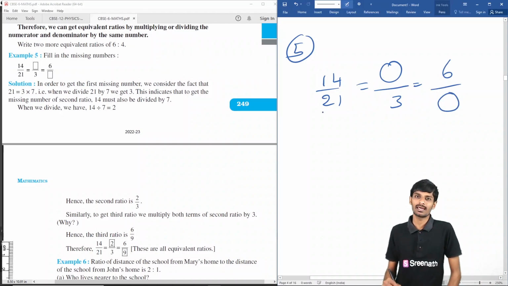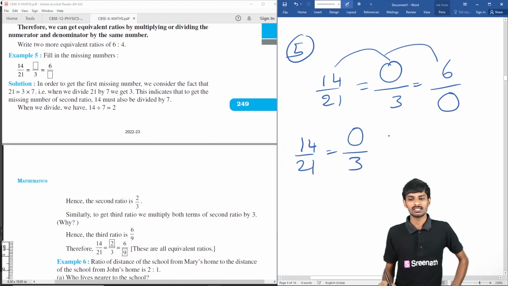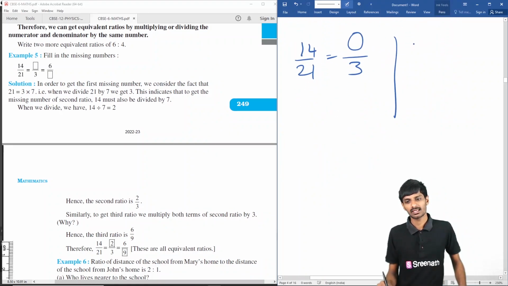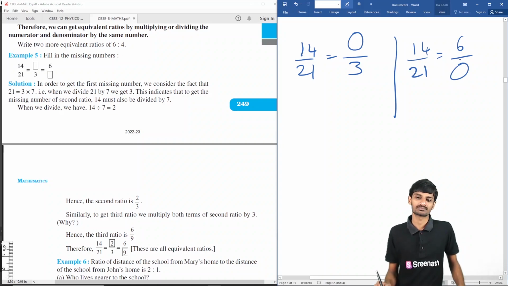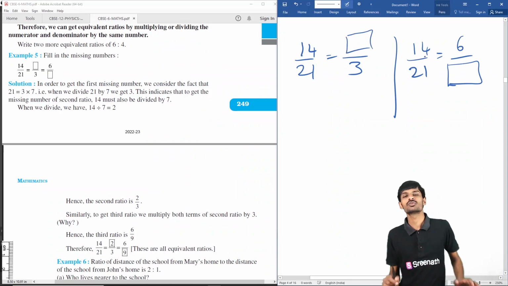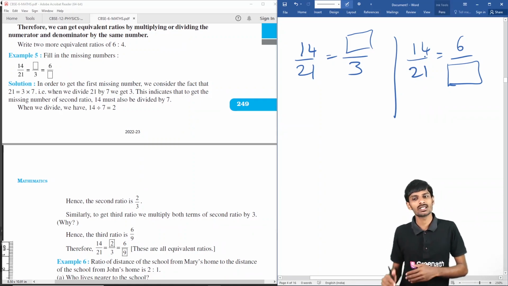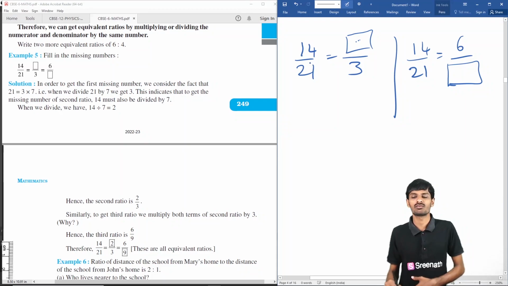So what they are telling is these 3 ratios are equal, which means first ratio 14 by 21 is equal to something unknown by 3. This is the one case. And another thing, 14 by 21 is equal to 6 by something. We don't know, we have to fill here something. You can place it as a box. So these 2 ratios you have to find. Both ratios are same. Then what is the value here and what is the value here?